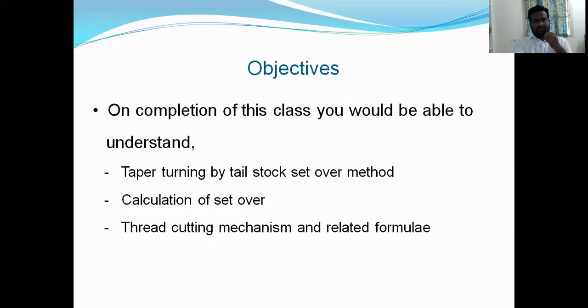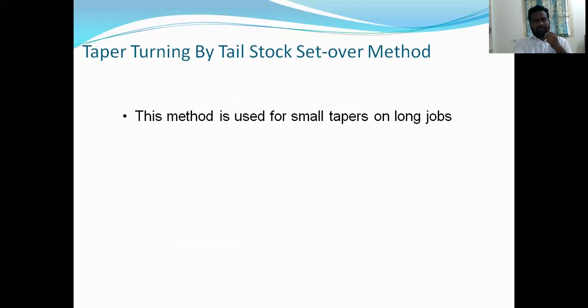Now the last method is taper turning by the tailstock set over method. That method is used for small tapers on long jobs. So we produce small tapers on long jobs using this procedure, that is, taper turning by the set over method.